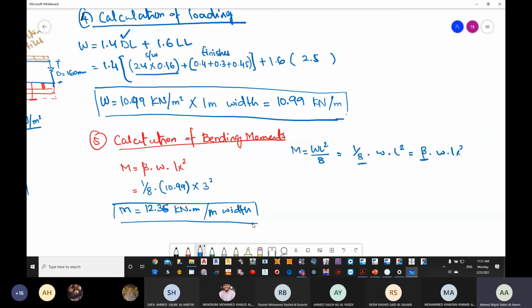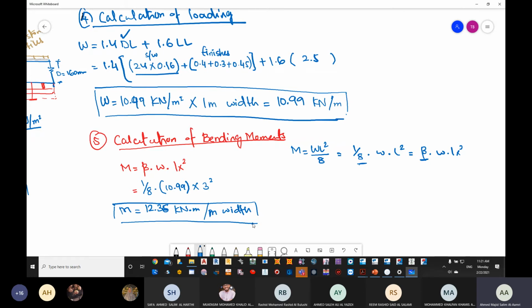Okay. So in the previous classes, on the last class, we took a problem on how to calculate the bending moment for a two-way slab. Today we have tried for a one-way slab. There are two other problems available in your presentation, and you can try them yourself. Next class we'll start the design problem.